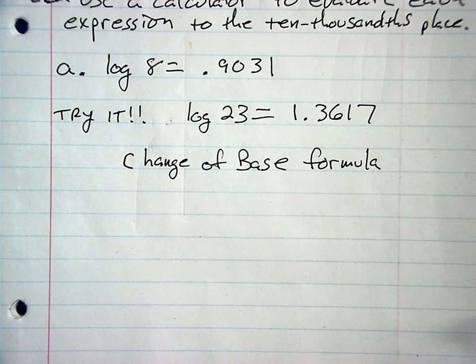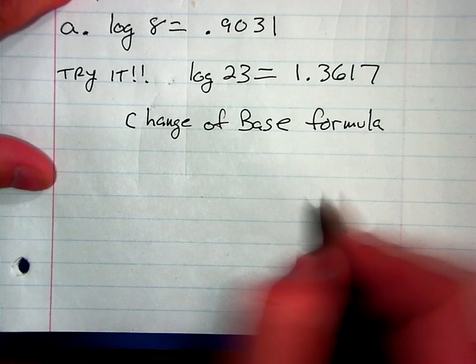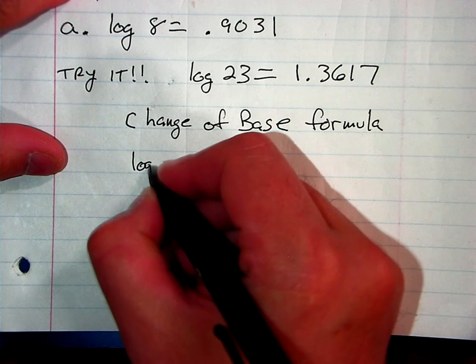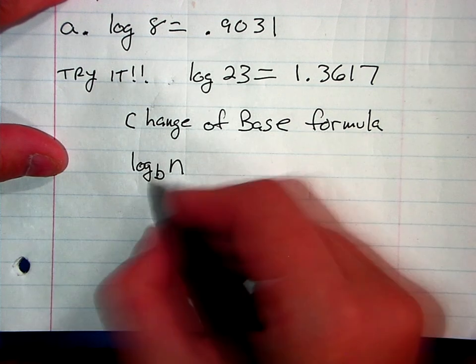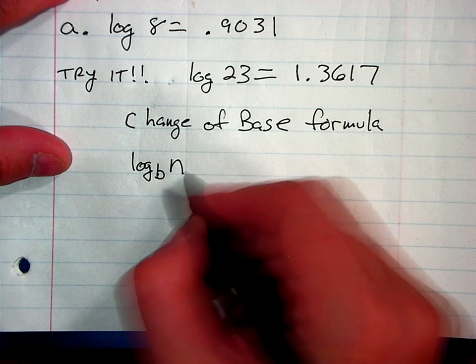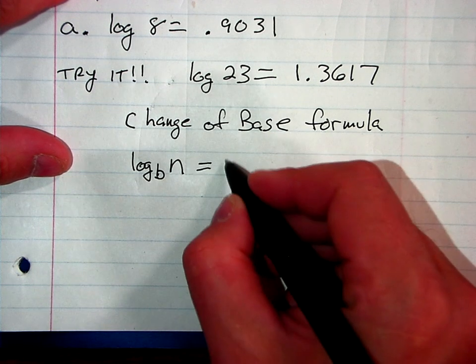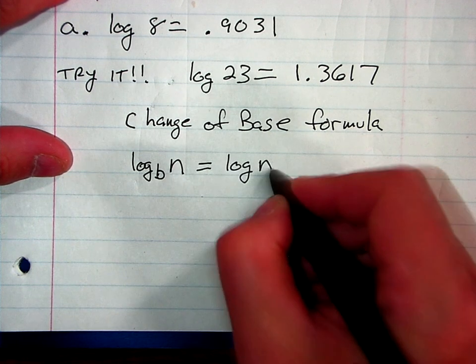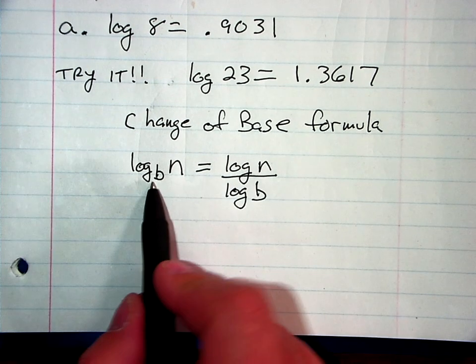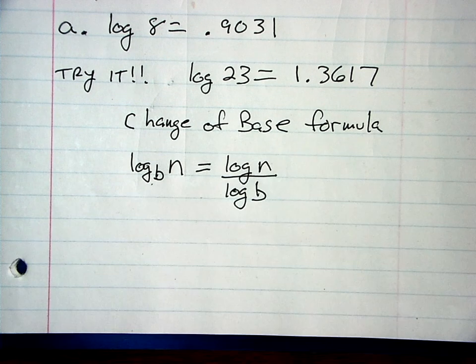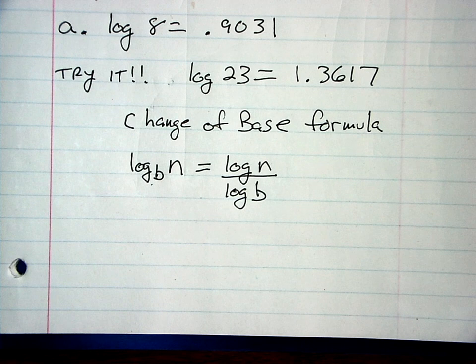Change of base. Because remember, we can only use the calculator if it's in base 10. So our formula is log, I'm going to use b for base, n can be any number. When we have a log that's not base 10, we plug it into this formula: log of n divided by log of b. I think of b as base or bottom, so it goes to the bottom of my fraction. Annalise, does that make sense?